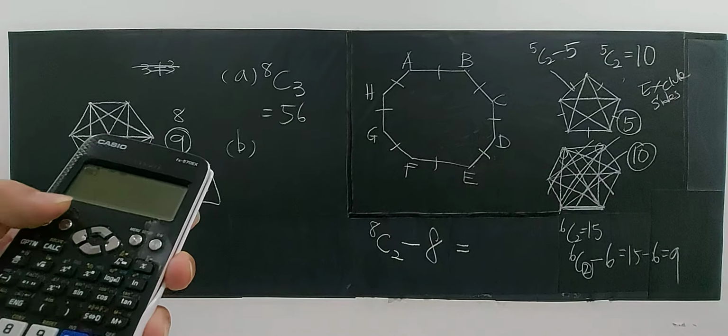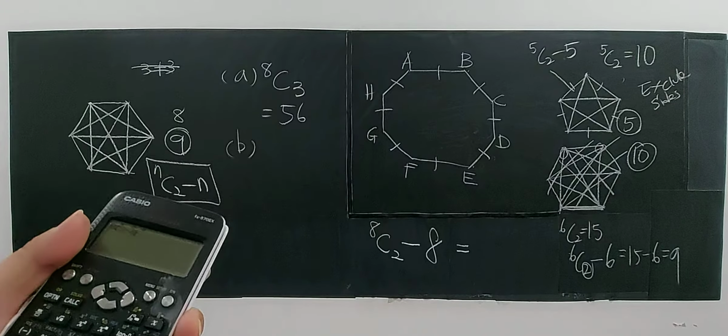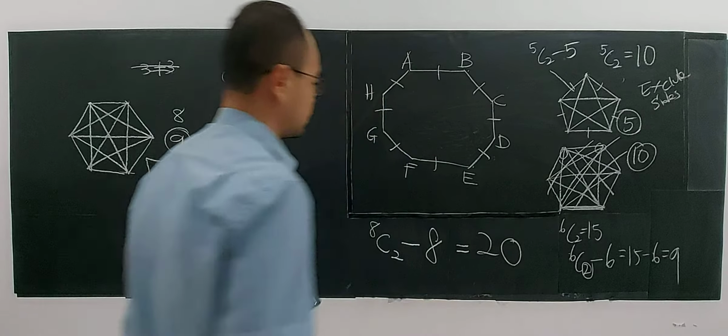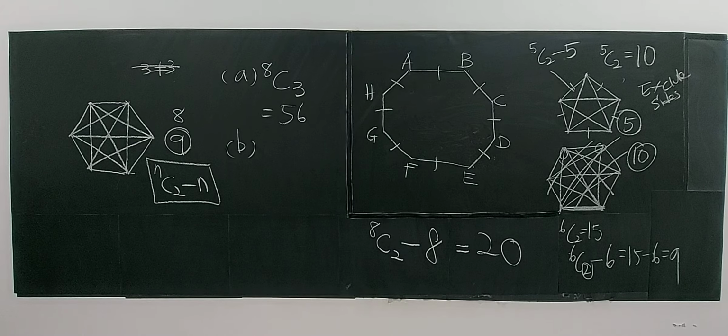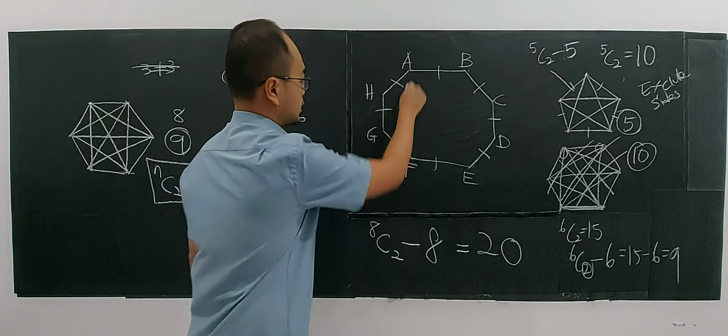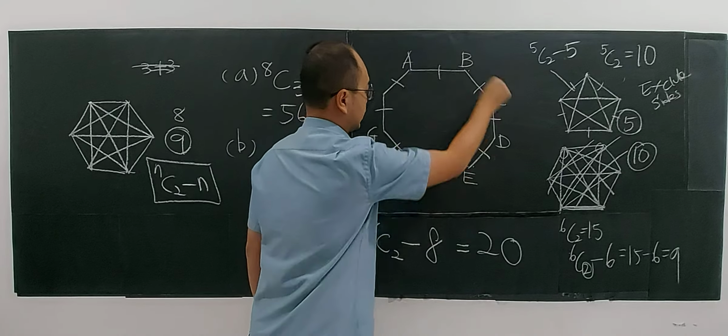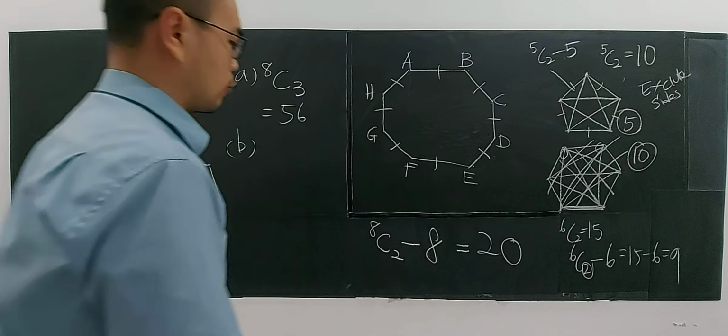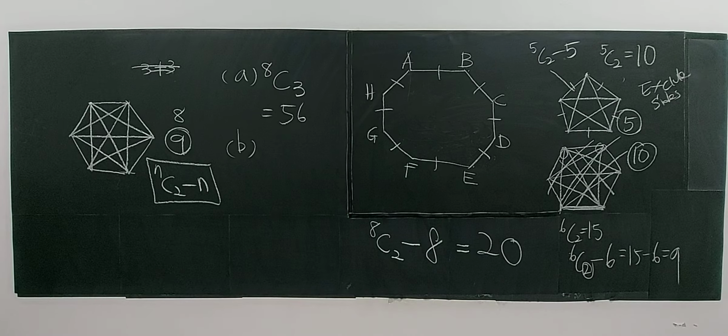So 8C2 minus away 8, right? I will get 20 diagonals. Oh, not many, alright? Only 20 diagonals, right? So 8 choosing any 2 and I minus away the 8 sides here, right? If you're free, you go and calculate, right? But I'm not going to do that. Okay, I think that's all for this video.